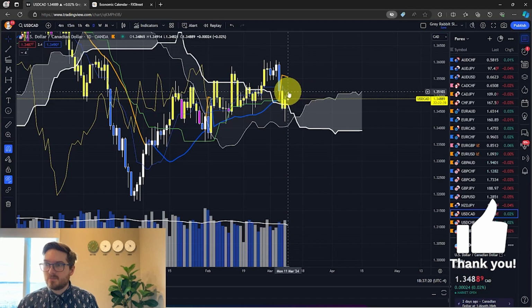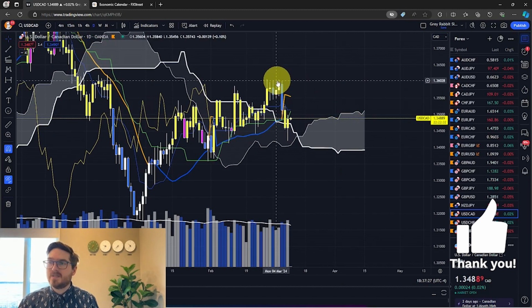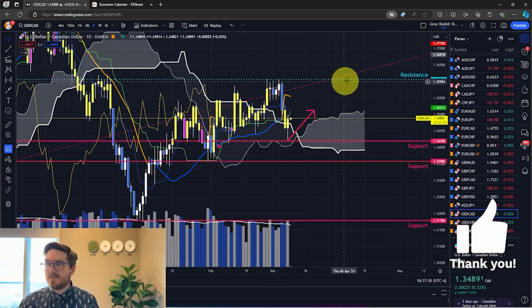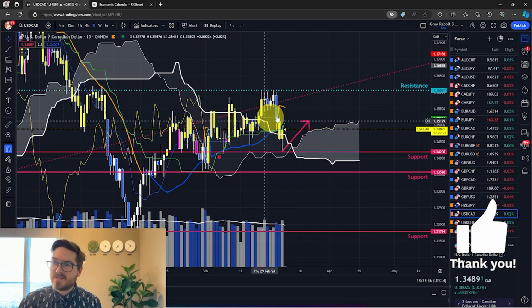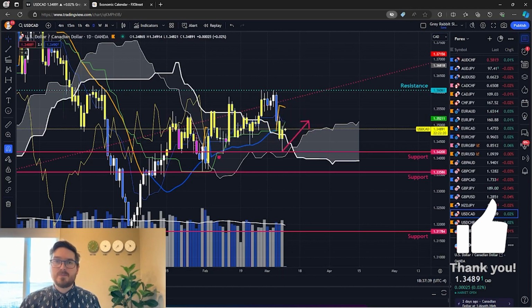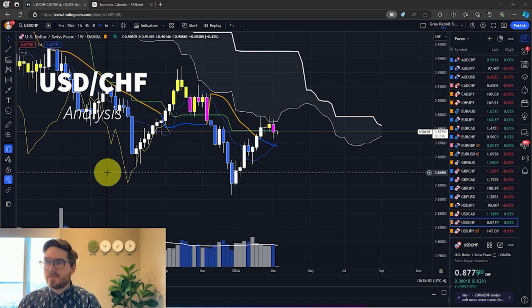It looks like we have a death cross forming, and we have the Chikou span stuck and tracing the candles. So we're going to need to break out of these resistance levels here at the 1.36061 to confirm the bullish trend. But until then, guys, this is a ranging market, and I most likely will not be trading this pair. Okay, US dollar, Swiss franc on the weekly chart.